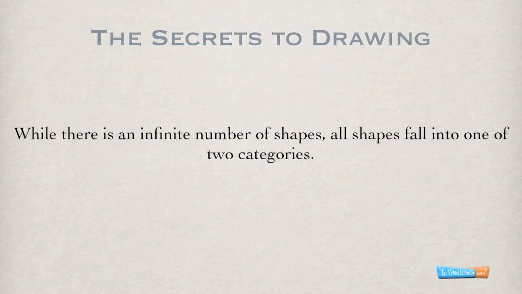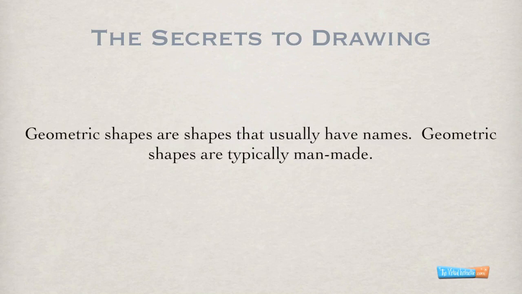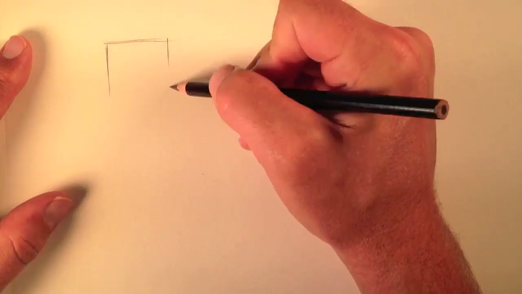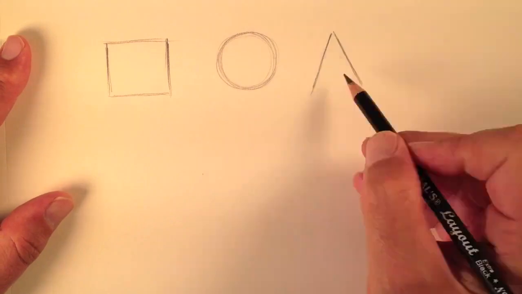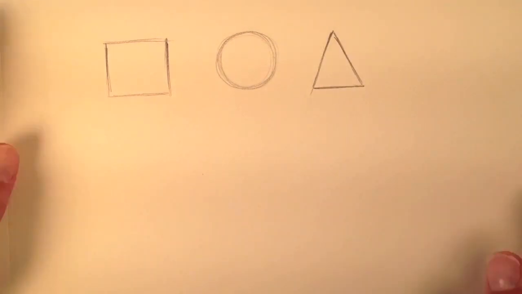While there's an infinite number of shapes, all shapes will fall into one of two categories. The first type of shapes are called geometric shapes. Geometric shapes are shapes that usually have names associated with them. Geometric shapes are also typically man-made, and oftentimes they have mathematical formulas associated with them. Geometric shapes include shapes like a square, a rectangle, a circle, a triangle, a star, and so on.